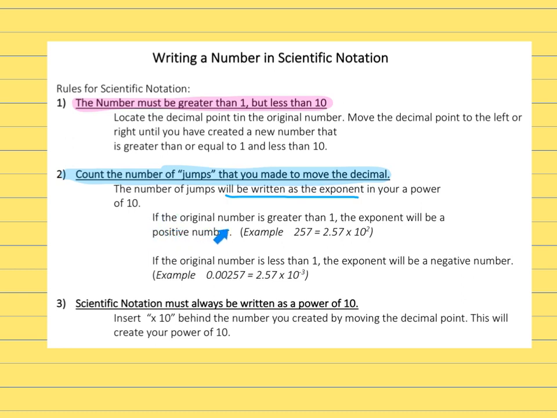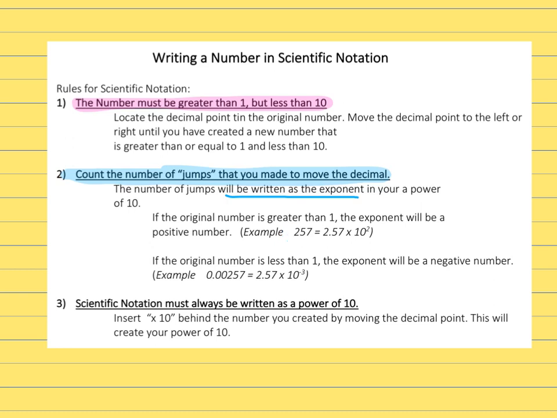So here's an example. If the original number was greater than 1, then your exponent will be positive. If the original number is less than 1, then your exponent will be negative. Really small numbers, so super tiny, like a microscopic item, will be written with a negative exponent to show you that it's a super tiny number. Positive exponents show you that the number is originally large. It would be greater than 10.